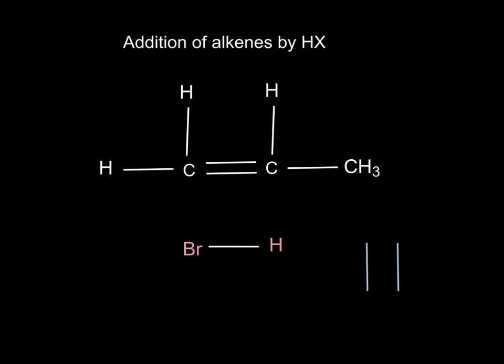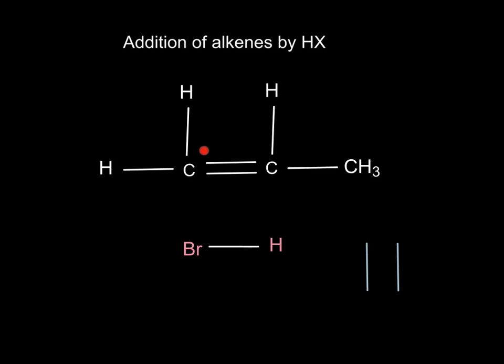According to Markovnikov rule, when an unsymmetric reagent adds to an unsymmetric alkene, the major product will be the one with the more electronegative atom of the reagent added to the more substituted carbon of the C=C double bond. We know that Br is more electronegative than hydrogen in HBr. But what is meant by more substituted carbon in a C=C double bond?